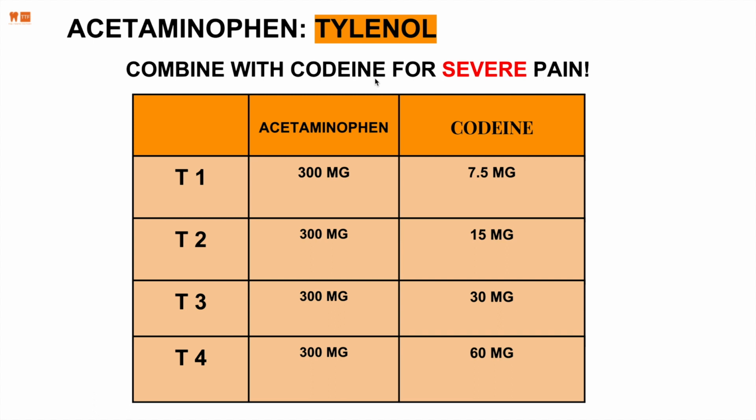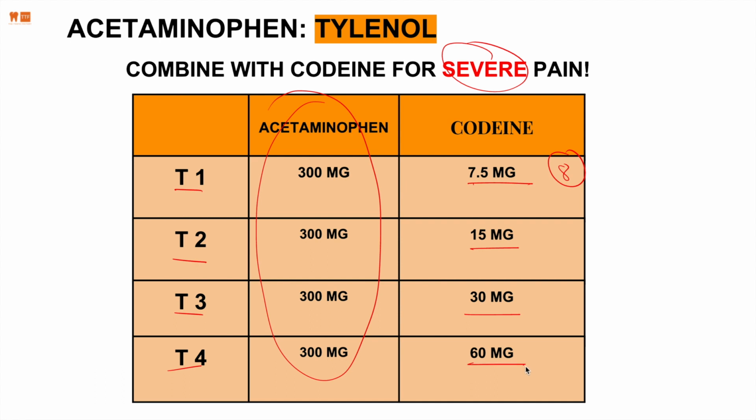TYLENOL, when combined with codeine for severe pain, leads to T1, T2, T3, T4. Well, all of them have acetaminophen at 300 milligrams, very basic. But codeine increases as we go ahead. T1 has 7.5 milligrams, generally we just say 8 milligrams. T2 has 15 milligrams, T3 30, and T4 has 60. Remember, they're roughly double, right? Just a trick to remember, you guys. They're roughly double. But what is just acetaminophen? Well, it's just TYLENOL. That is acetaminophen.